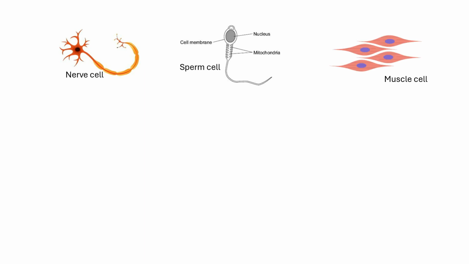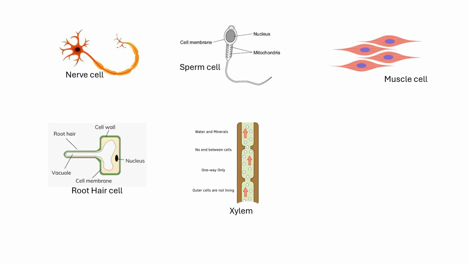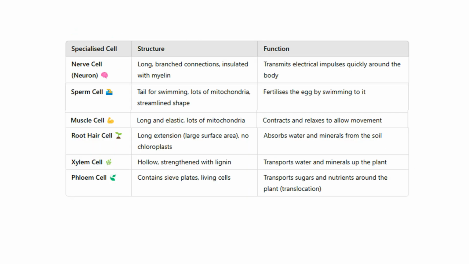They'll also expect you to know about specialized cells: nerve cells, sperm cells, muscle cells, root hair cells, xylem and phloem. Key things are structures. Nerve cells are long, with branching connections, they're insulated and they transmit electrical impulses. Sperm cells have a tail for swimming, lots of mitochondria, they're streamlined and they fertilize the egg by swimming to it. Muscle cells are long and elastic, again with lots of mitochondria, and they contract and relax to allow movement. Root hair cells have long extensions, so a large surface area, they have no chloroplasts and they absorb water and minerals from the soil.